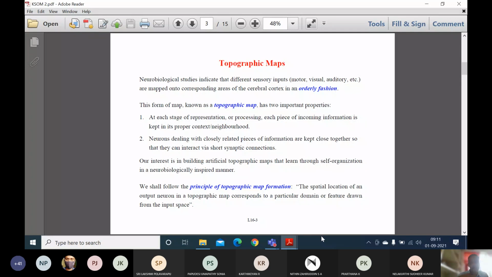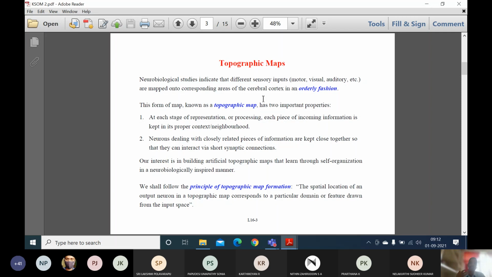The neurobiological studies indicate that there are different sensory inputs, as we discussed yesterday. What are the various sensory inputs? One may be visual, in the sense that through the eyes I can gather or acquire some information. Then through the ears I can acquire some information, which is considered the auditory channel. And the next one is the motor.